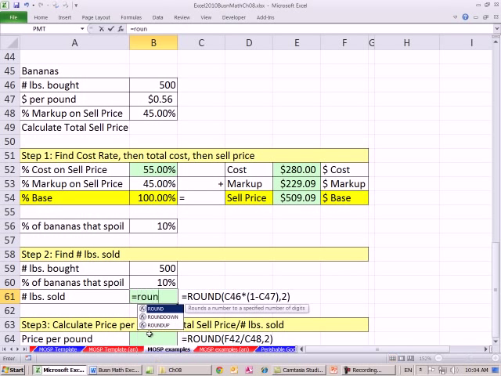Our rule, we're going to use round because we're multiplying decimals here. I'm going to say 500, but it's not times 10%. That would give us the number of pounds that went bad. It's the complement. So what's 1 minus 10%? It's 0.9 or 90%. So we sold 90% of them, comma 2. All right, so we have 450.